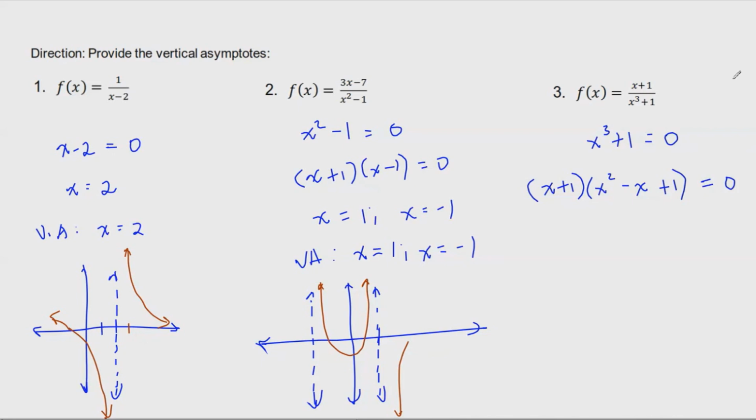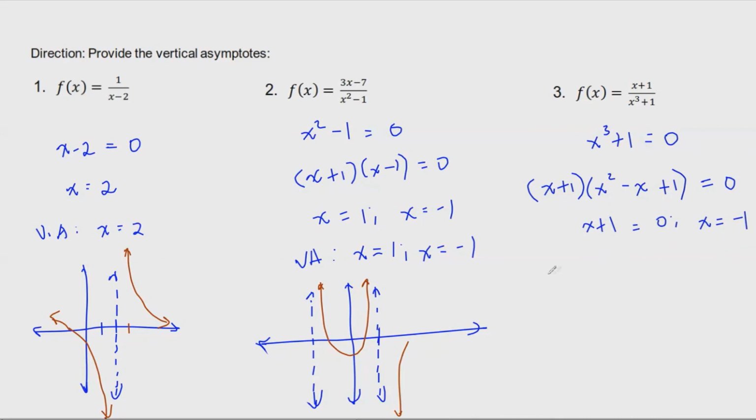So x plus 1, x squared minus x plus 1. Now, if I wanted to ask you what is the vertical asymptote for this, we can just simply do x plus 1 equals 0, and then x is equal to negative 1. So the first vertical asymptote would be x equals negative 1.